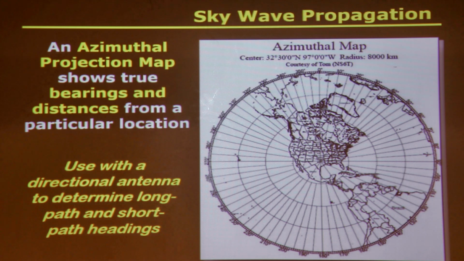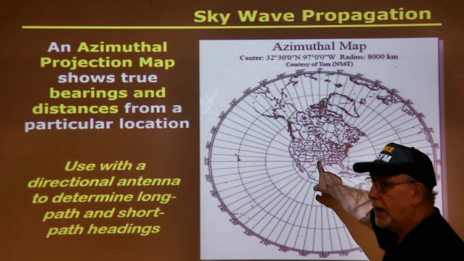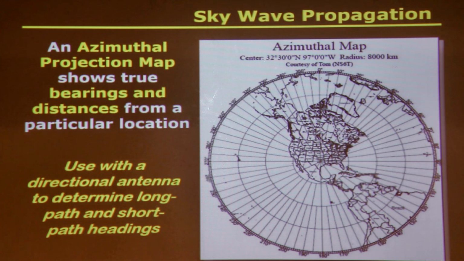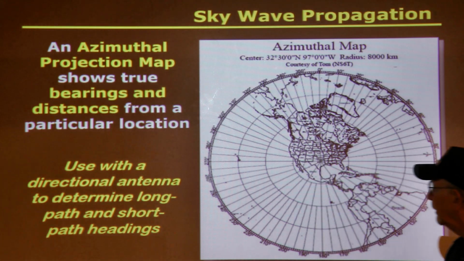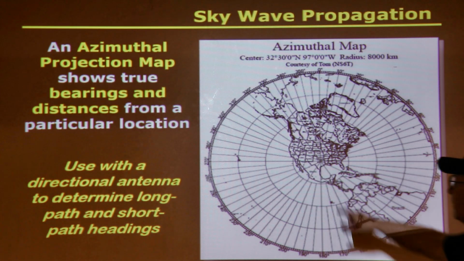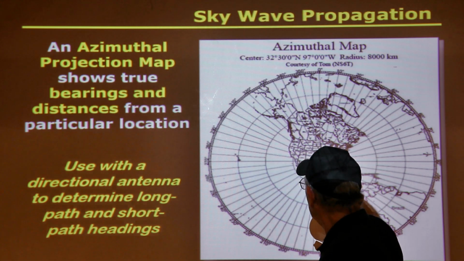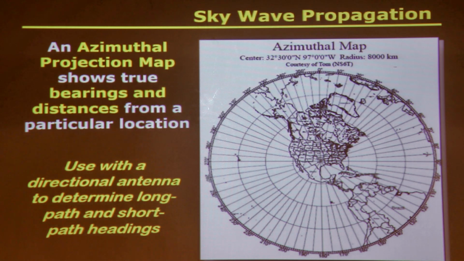If I wanted to do Hawaii, well, this map's plotted from here. I went online, I said, plot me a map from Colleyville, Texas, and it did. It's right there in the middle. If I want to talk to Hawaii, about 275. Point my beam to 275, and I should be pointing directly at Florida. That's called an azimuthal projection map. So that's a good tool. It shows you how to get the short and long path headings.